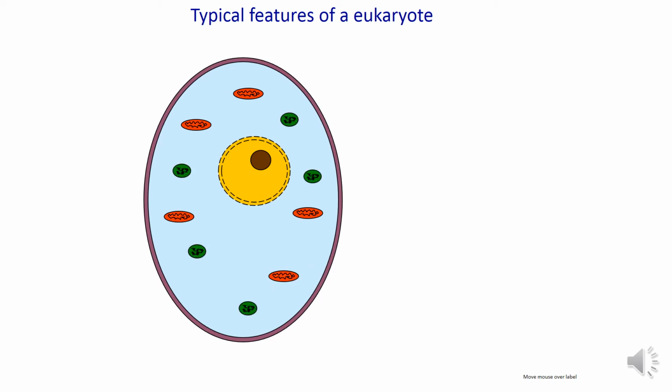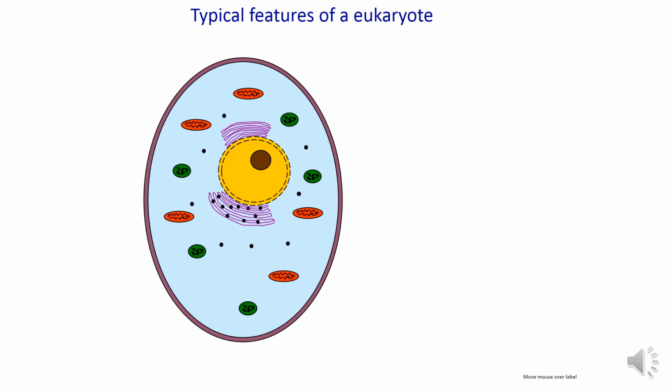In some plant eukaryotic cells, we find these structures. I've deliberately coloured them green because I'm trying to show you that they contain a green pigment called chlorophyll. So these are the chloroplasts, the site of photosynthesis.